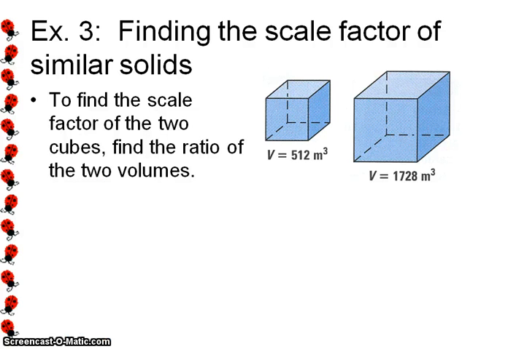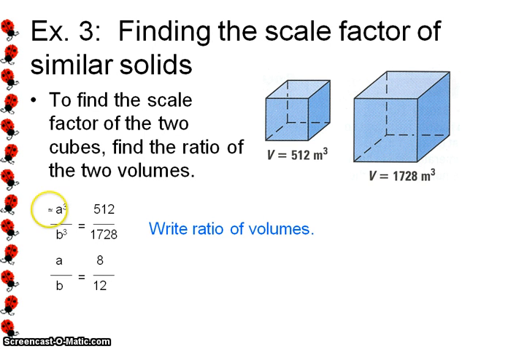All right, and so if I'm given 2 volumes and I need to know what the scale factor is between these 2 cubes, I just need to look at the ratio of the 2 volumes. So I know A cubed over B cubed is 512 over 1728. And I would write that ratio, and then I take a look and say, well, I want to take the cube root of that, because I want to know what the ratio is, right?